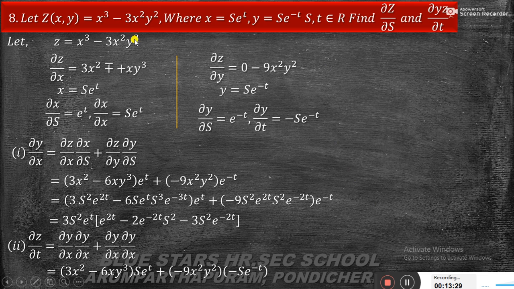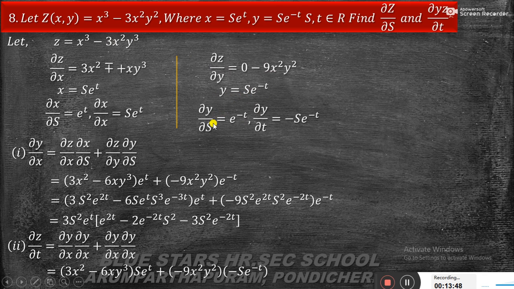Here y cube, not y square, the derivative of y cube is 3y square. So minus 3x square into 3y square, 3 threes are 9, so minus 9x square y square. This is the answer for dou z by dou y. Therefore y equals s into e power minus t.